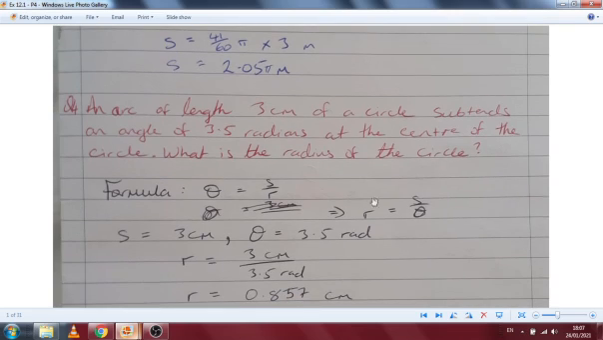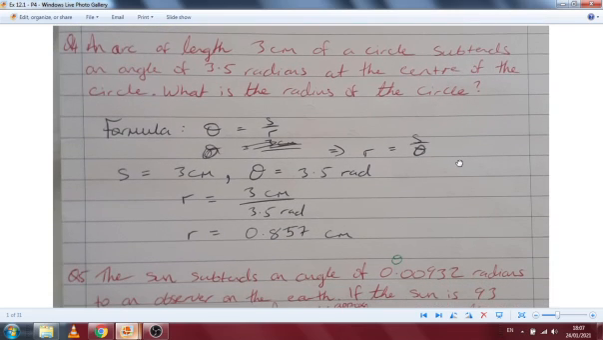Our next question is question 4. It tells us an arc of length 3 meters, so that's our S is 3 meters, of a circle subtends an angle of 3.5 radians at the center of the circle. What is the radius of the circle? So again, our basic formula is theta is equal to S over R. So then R will be equal to S over theta.